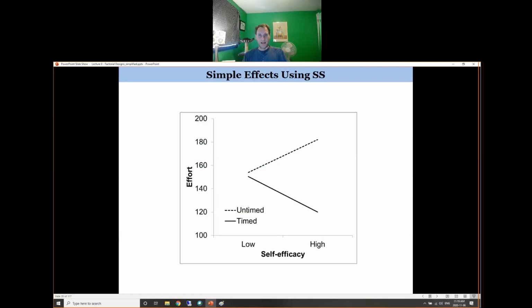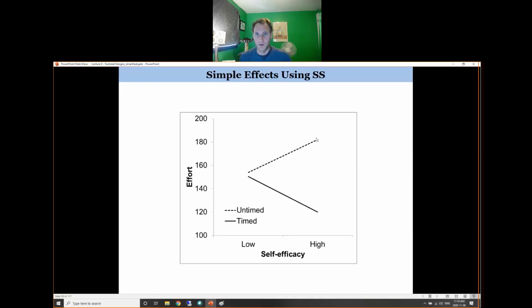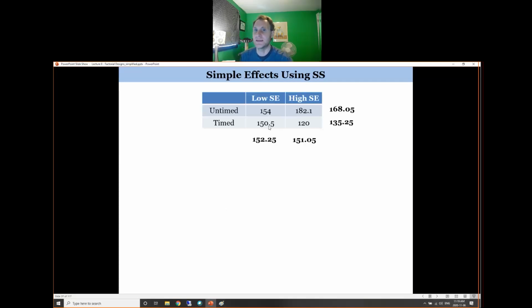So here I have my plot, and I have my means for each of those points here, the high, high, low, low, low, high, high, low, right? And I can put them in a table. And what I need to compute here is what are called marginal means. So this 168.05 is the mean of untimed across self-efficacy. It's the average of these two values. Likewise, 135 is the average across self-efficacy for the timed condition. I can do the same thing for low self-efficacy across timed and untimed, and high self-efficacy across timed and untimed.